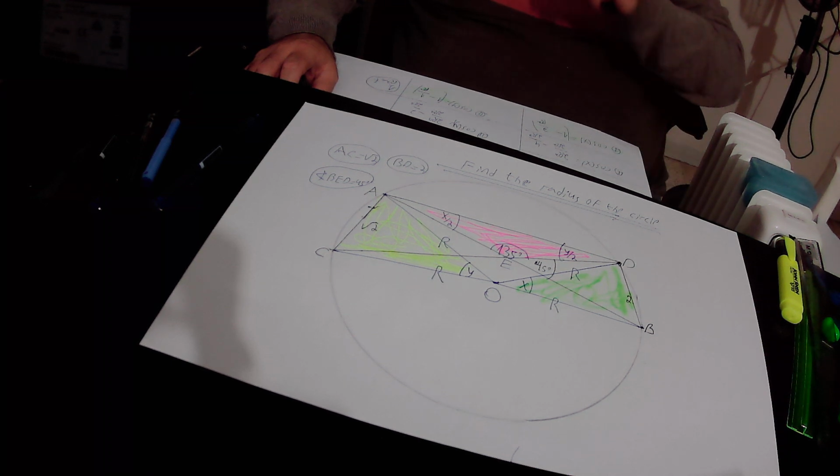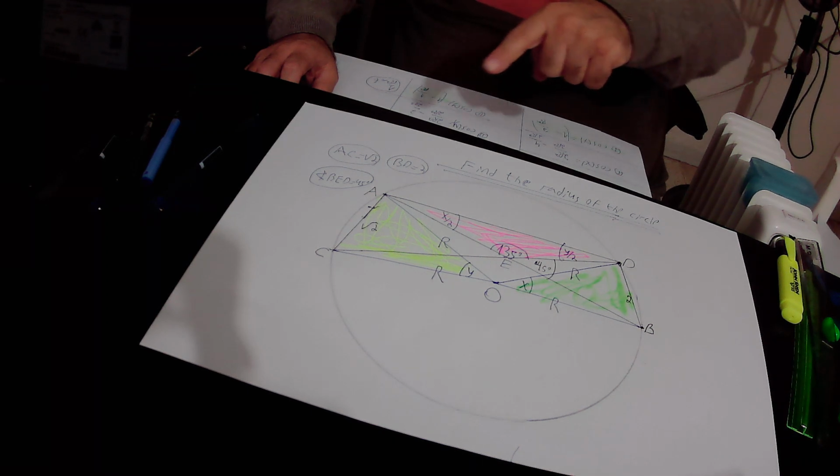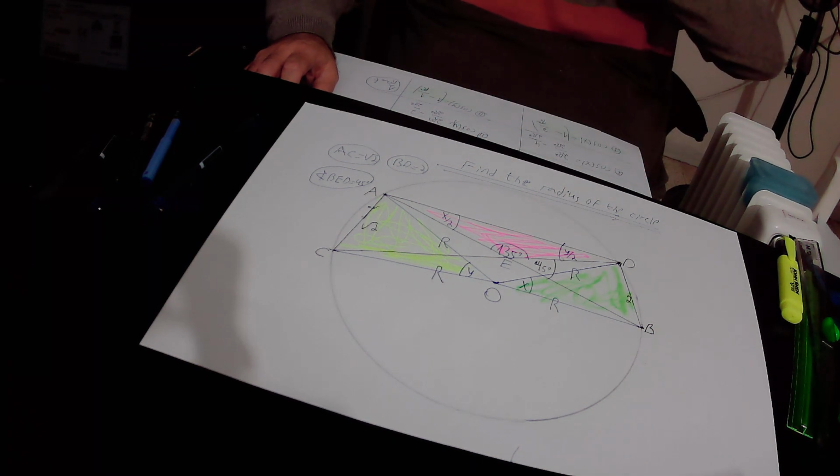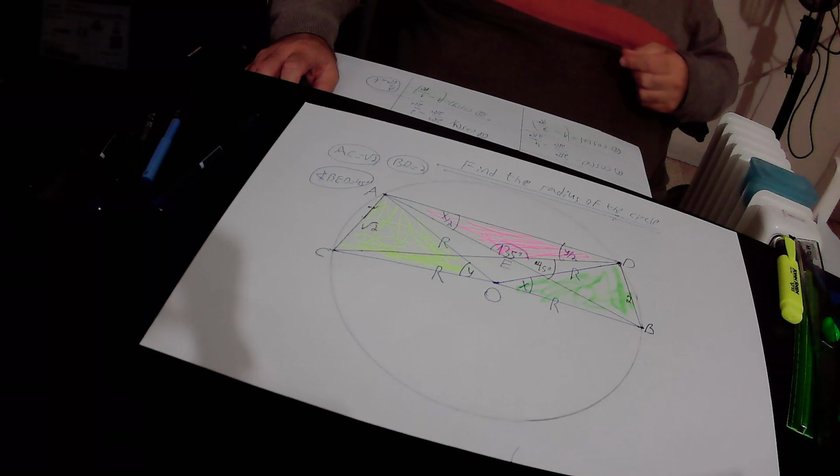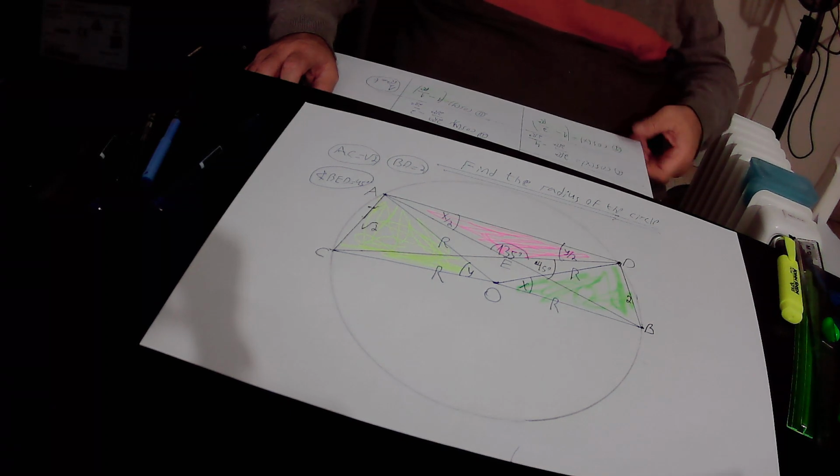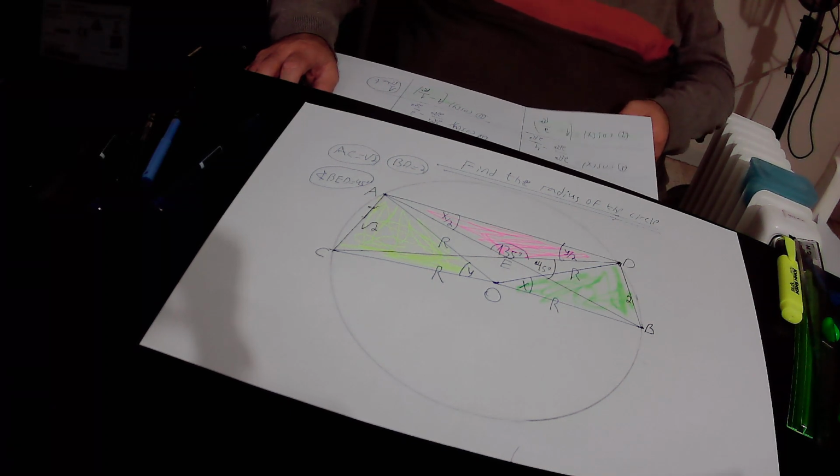In the next step, I will summarize the lecture. In this lecture, we found out the radius of this circle, and we actually used two rules.